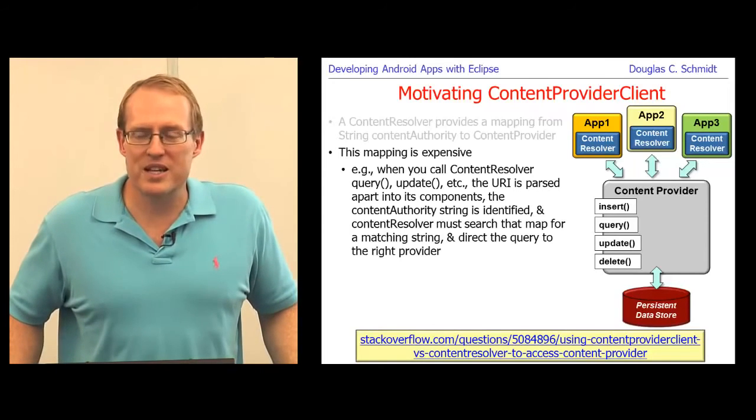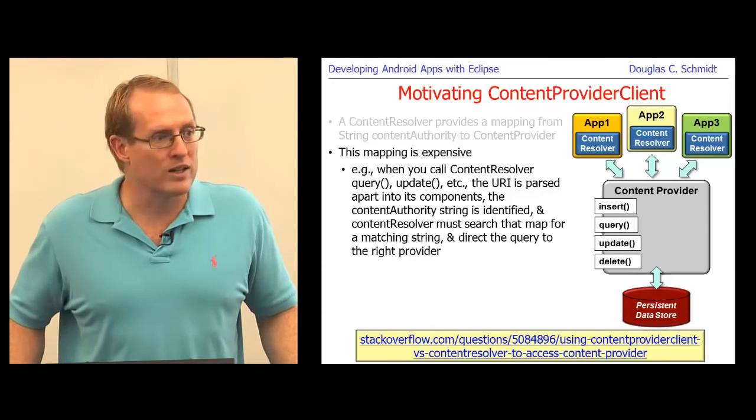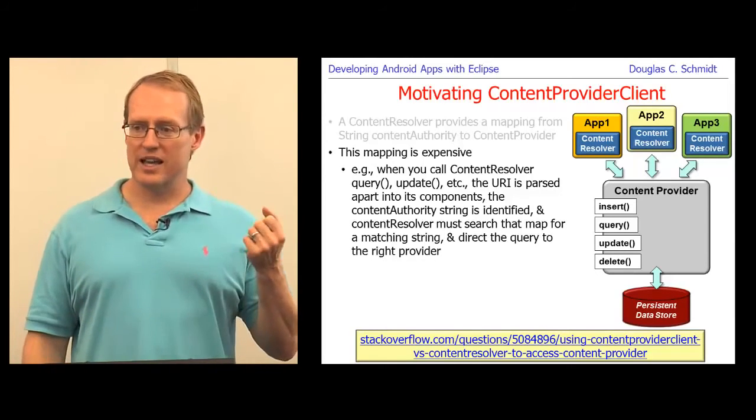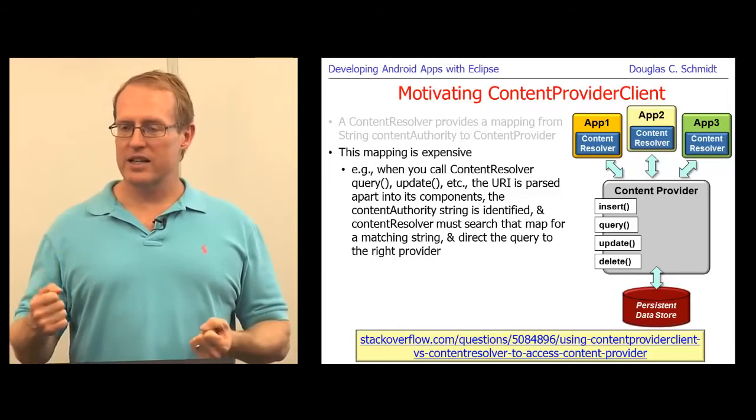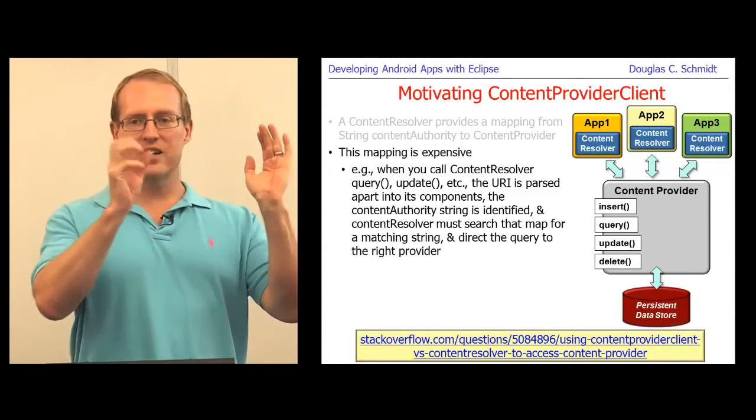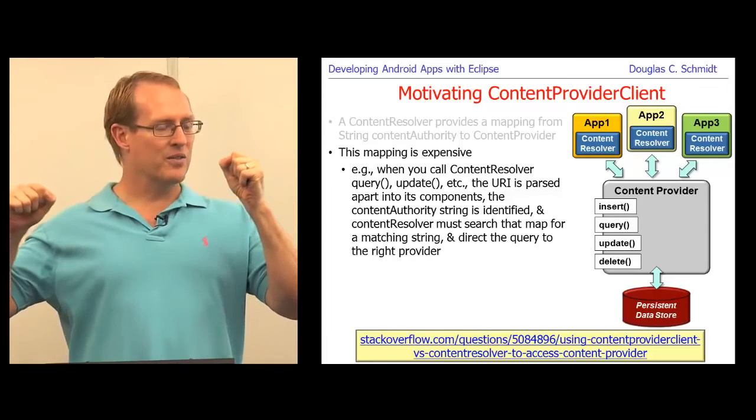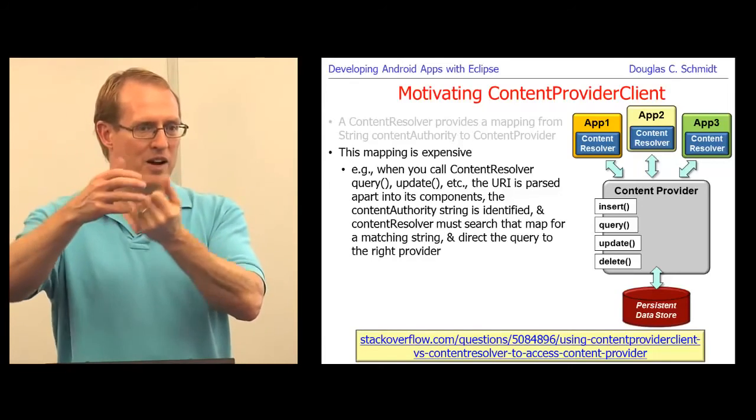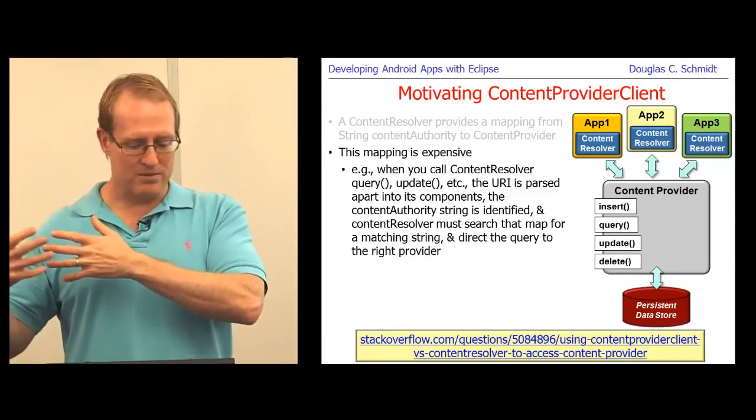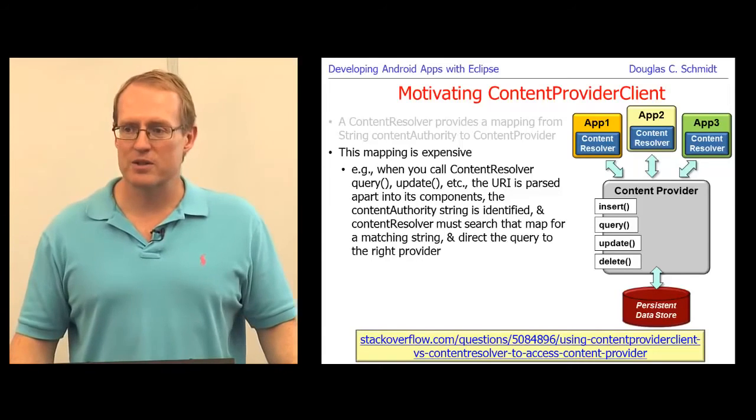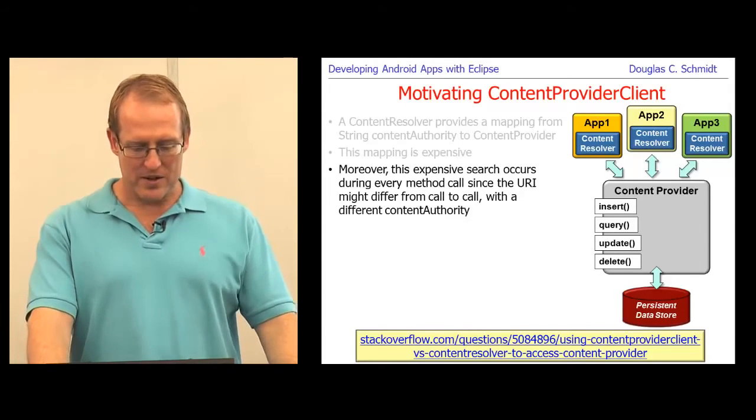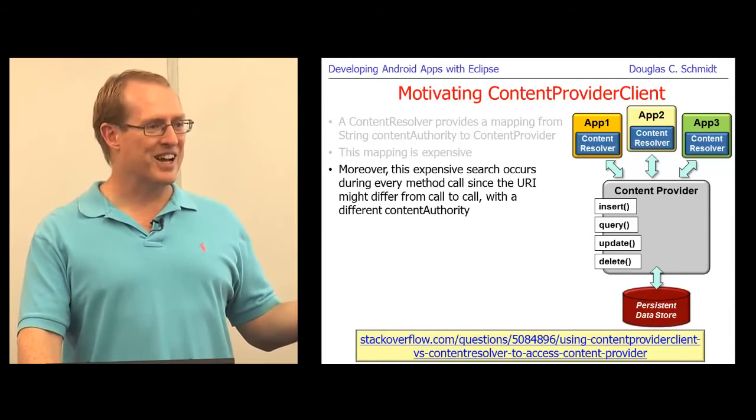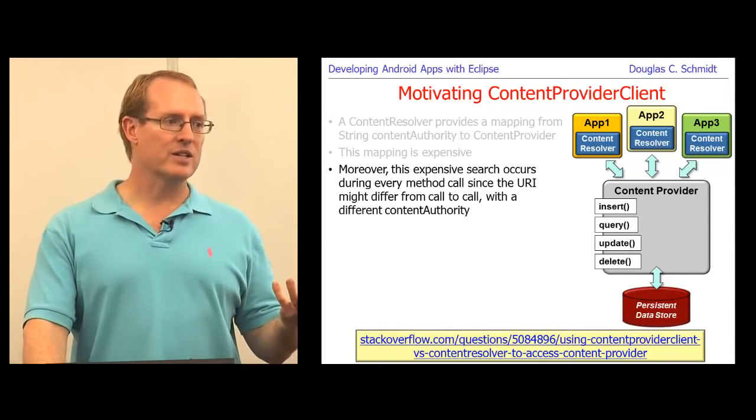The problem with this is it's relatively expensive in terms of runtime overhead. Whenever you call operations like insert, query, update, delete, and so on, it goes through the content URI and maps things down each step along the way. It takes the authority and finds the content provider, takes the other part and finds that. So there's a non-trivial amount of overhead to do all these steps. The reason is that it could differ from call to call. There's no reason why you have to keep passing the same thing in every time, so it has to keep doing this check every time.